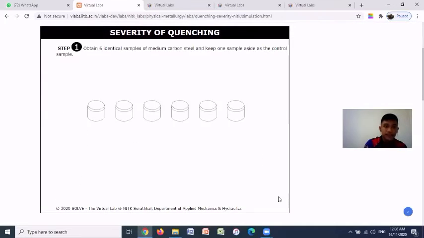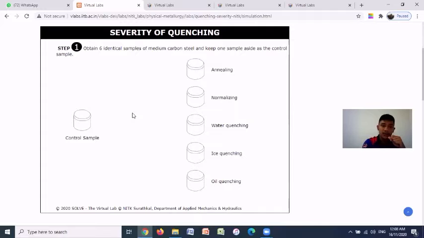Okay, so next. Okay, step pertama, obtain 6 identical samples of medium carbon steel and keep 1 sample aside as the control sample. Okay, ini adalah annealing, normalizing, water quenching, ice quenching, oil quenching. Ini adalah untuk control sample.